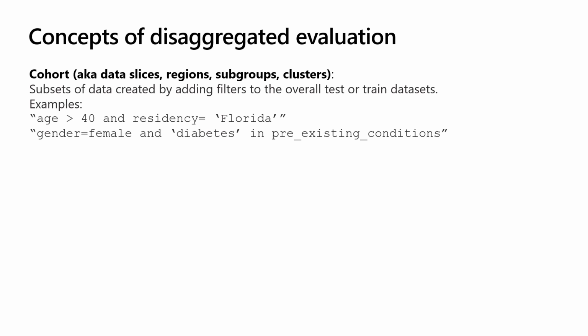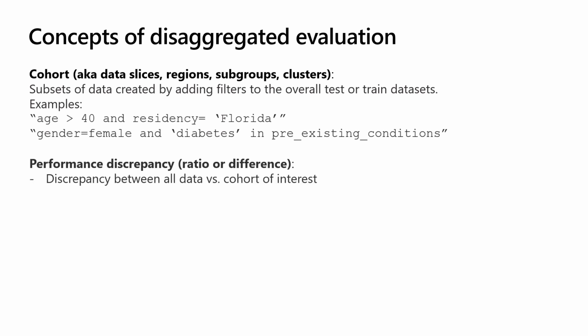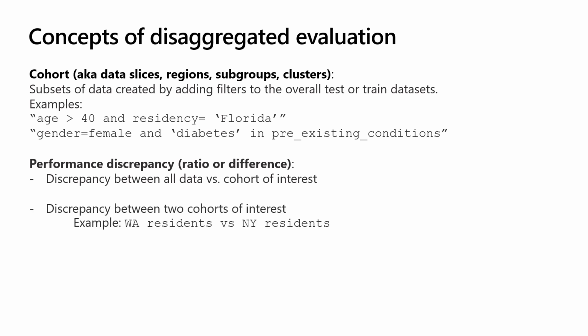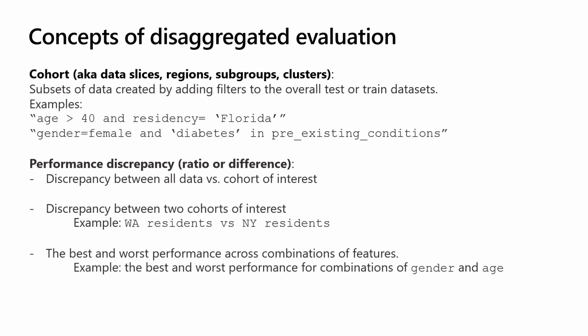Based on reporting accuracy on all these different cohorts, yet another measure that is useful to report is performance discrepancy, either as a ratio or difference. Some common forms of discrepancy may be reporting discrepancy of model performance between the whole data versus a cohort of interest, or discrepancy between two cohorts of interest. For instance, we may want to compare model performance in the set of Washington residents versus New York residents.